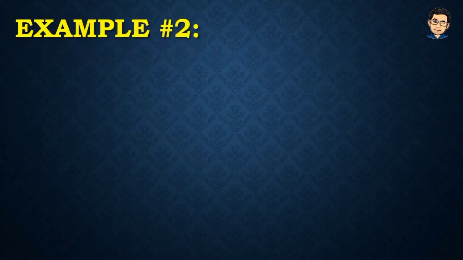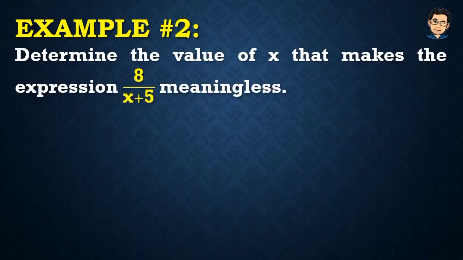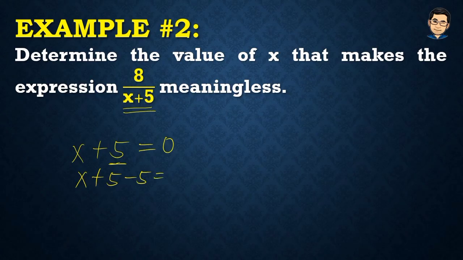What about number 2? Determine the value of x that makes the expression 8 over x plus 5 meaningless. So other term for undefined, meaningless. So yung denominator natin is x plus 5. We equate it to 0. And then, it will become x plus 5 is equal to 0, which is a linear equation. And then, to remove 5 on the left side, we need to subtract 5 to both sides. So that is x plus 5 minus 5 is equal to 0 minus 5. And then, x is equal to 0 minus 5, that is negative 5.